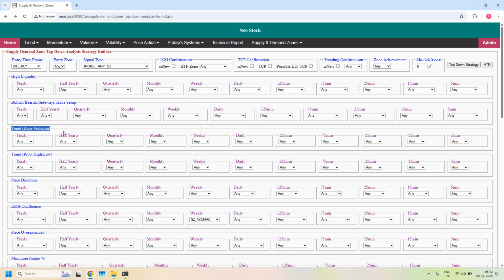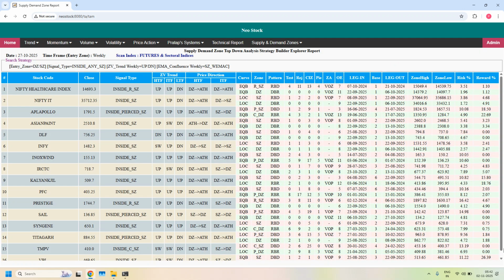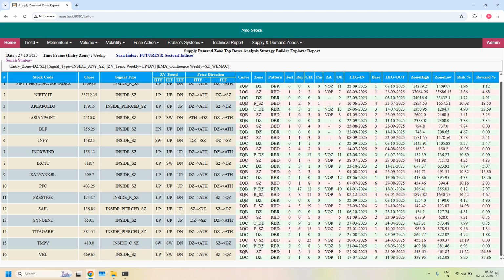And also trend on the weekly should not be sideways. It can be up or down trend. Let's filter. So we got the filtered list. 16 stocks we got. First 15 stocks in the list. Scrolling the list down. So this is weekly time frame.